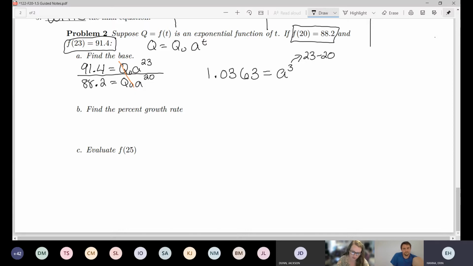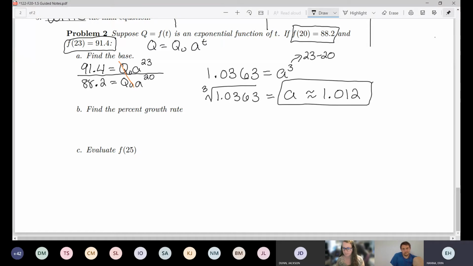And then to finish solving for A, we have to cube root both sides. But cube rooting A cubed just leaves us with A. And if we punch that in a calculator, either with the cube root or a 1/3 power, that's going to give us that A is approximately 1.012. Which is what we were asked for in this part of the question. So we're done that part.